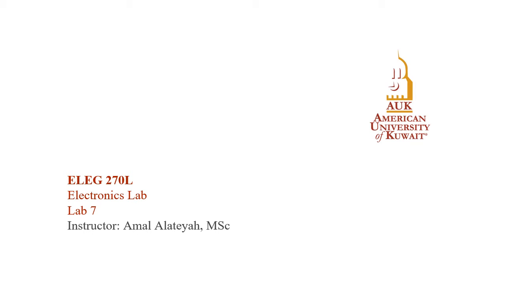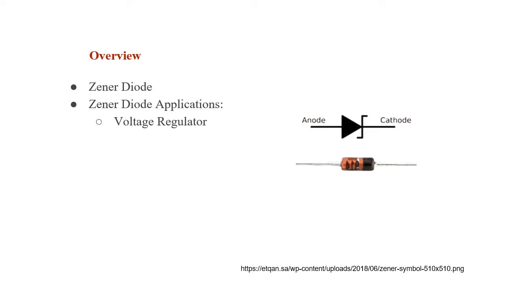Hello, this video covers the lecture part of Lab 7 in electronics. In Lab 7, we're going to talk about Zener diodes and one basic application for Zener diode, which is voltage regulation. On the right-hand side, you see the circuit symbol for a Zener diode and an actual image of a Zener diode.